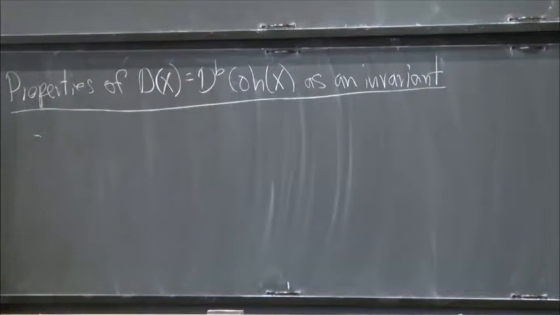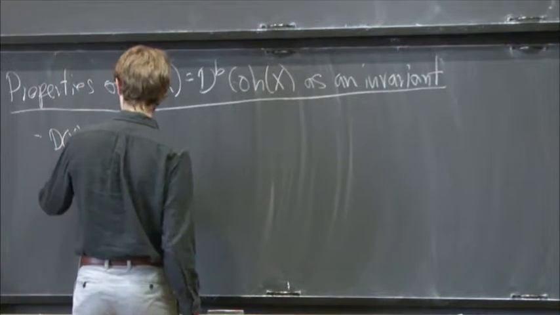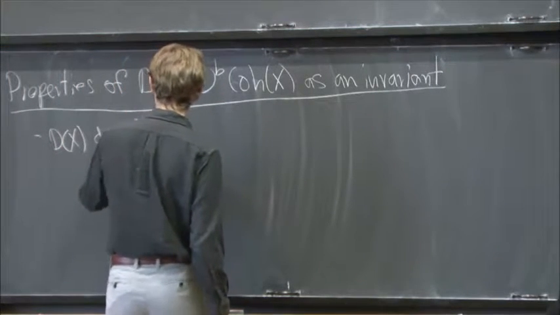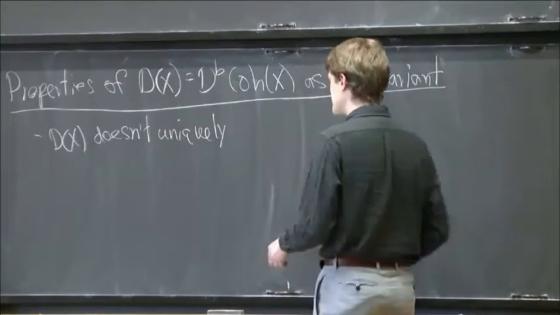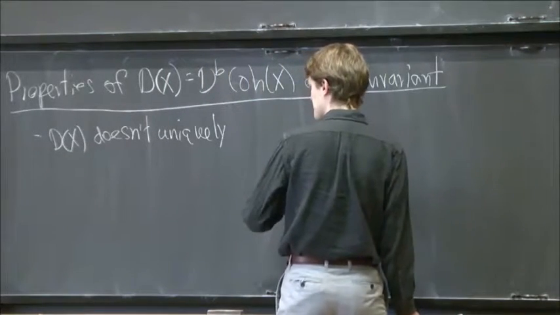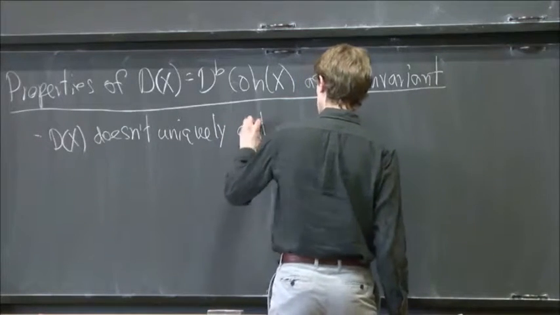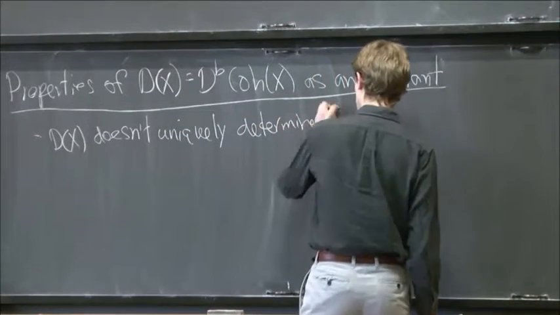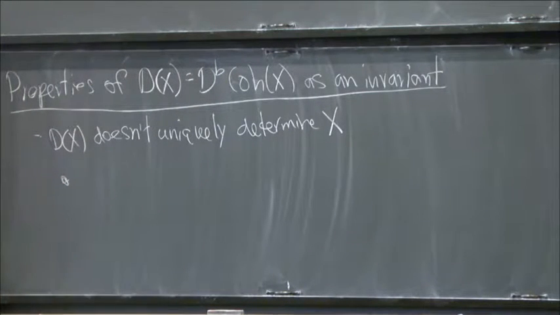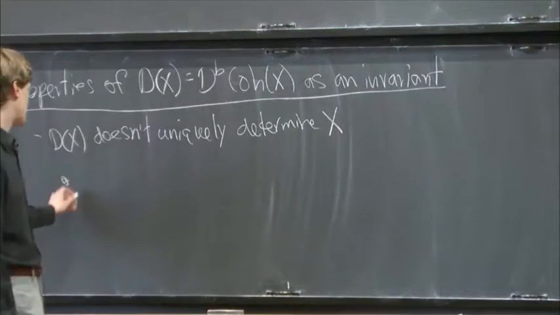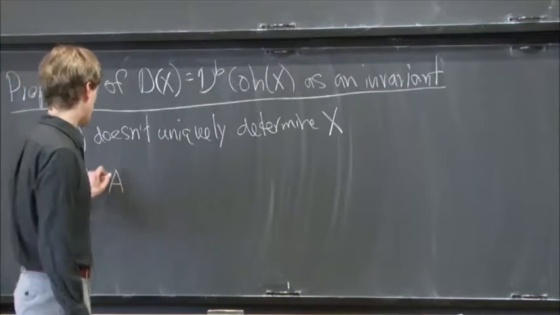So the first thing to know is that the derived category doesn't uniquely determine the variety in general. I apologize to the experts who already know my first slide here. So maybe the most basic example of this is that an abelian variety and its dual are, in general, not isomorphic, but they are derived equivalent. And this is pointed out by Mukai, I guess.